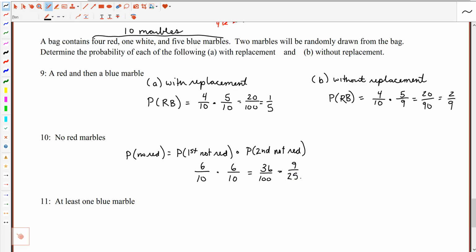Now let's take a look at the scenario without replacement. So the probability of not red. So that'll be the probability that the first one is not red times the probability that the second one is not red.